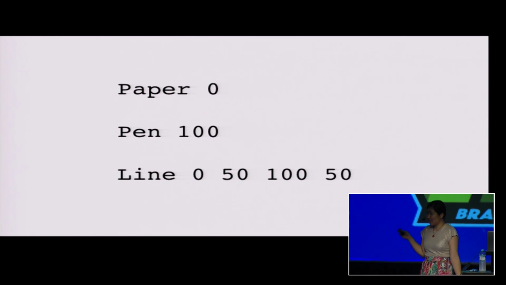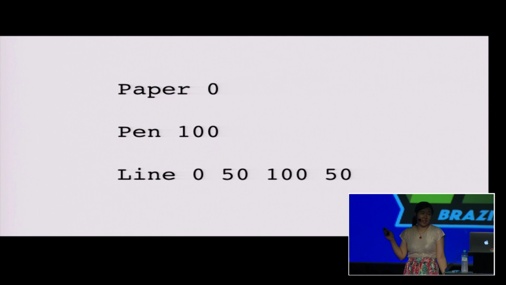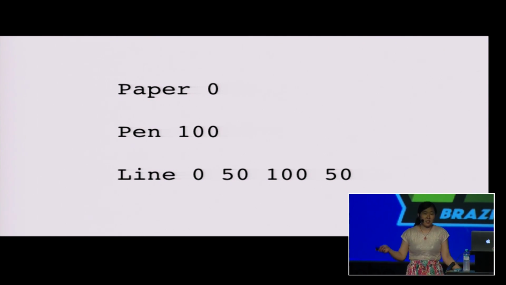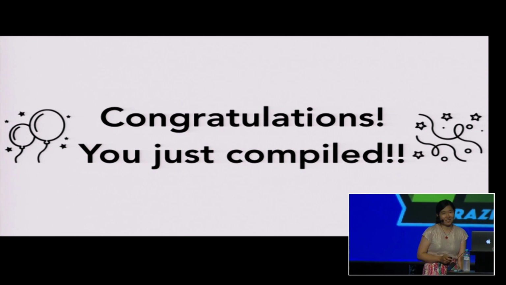Look at this code: paper 0, pen 100, line 0 50 150. Just imagine what kind of visual this code will produce. I'm gonna wait for 5 seconds. And maybe you have a guess, whatever picked the guess. Did you guess this one? How many of you guessed this one? Congratulations, those of you who made it through, you just became a compiler.